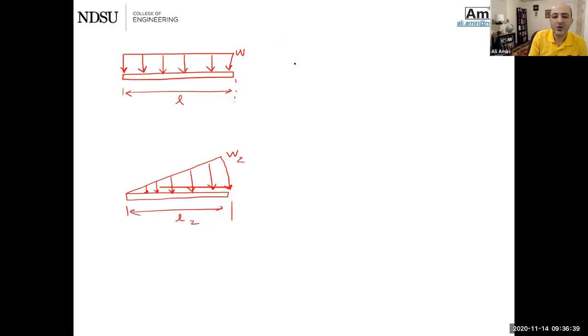So the way to do it, you have to find two things. First is intensity of the load, or just the magnitude. We know it as magnitude, which is the area under the loading.